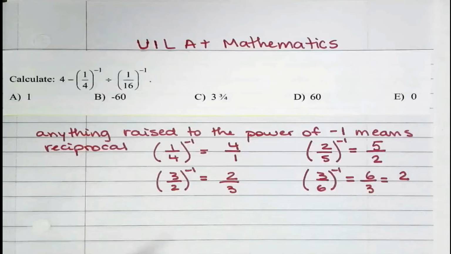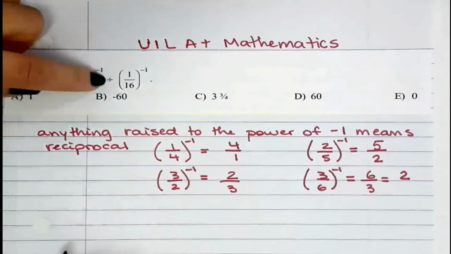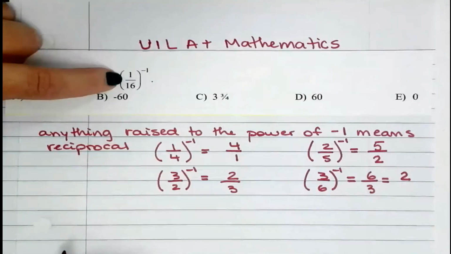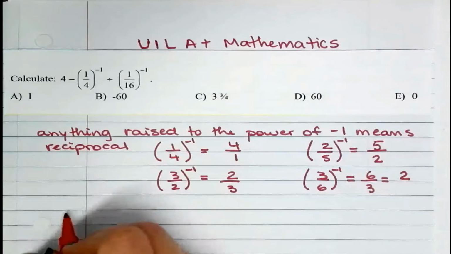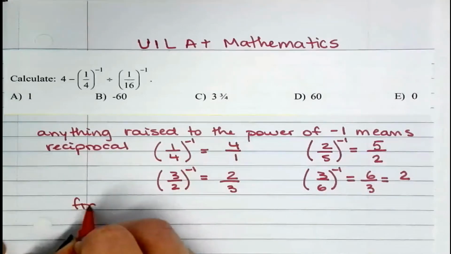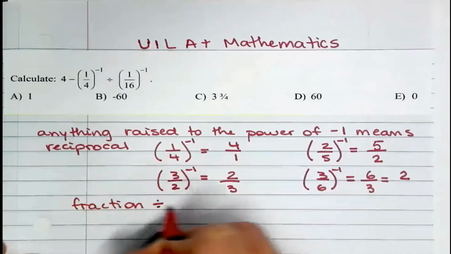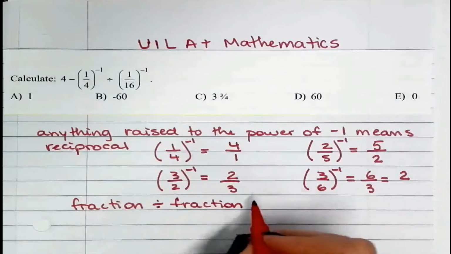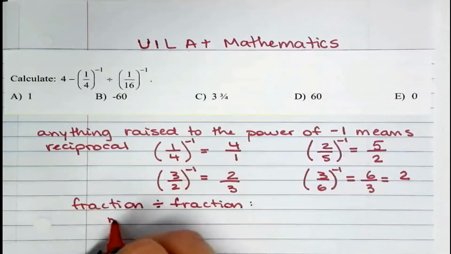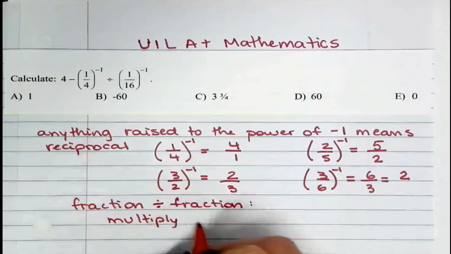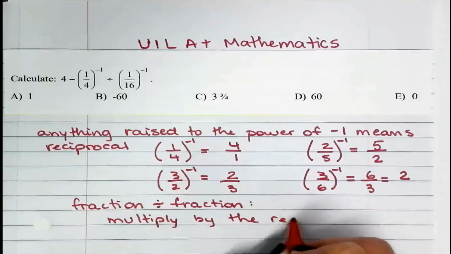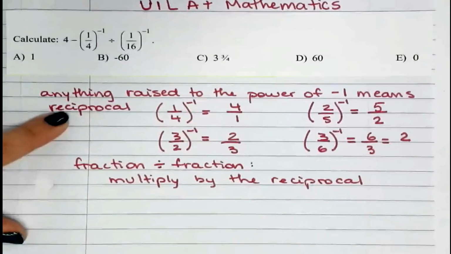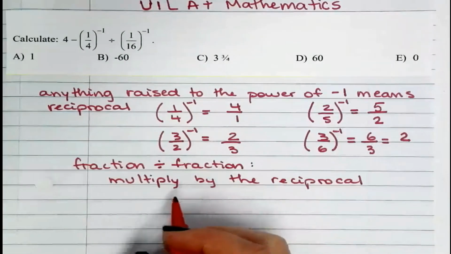Another thing: when you have the division sign, when you have a fraction divided by another fraction, let's write ourselves a little note. A fraction divided by another fraction, you will multiply by the reciprocal. Here's that word again. In this case, I'm just going to throw a bunch of examples at you.